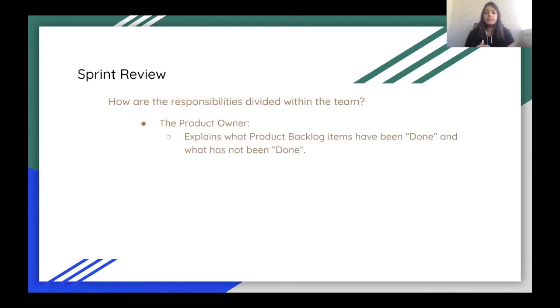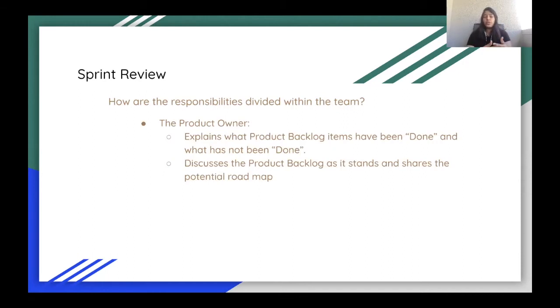Firstly, the product owner is the one who facilitates the meeting, and he starts off by explaining what items in the product backlog have been done and what has not been done in that sprint. So he just gives an introduction and walks through the basics. He also discusses the product backlog as it stands, and in this meeting there's a potential discussion of the roadmap based on what is presented, what are the changes, etc. So all the product related discussions will be carried on by the product owner in short.